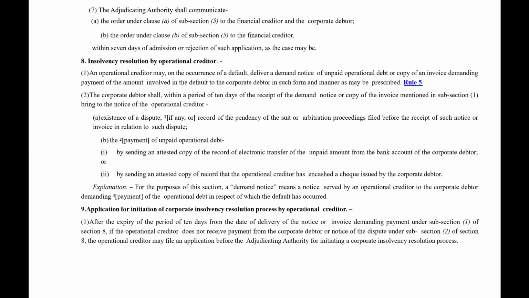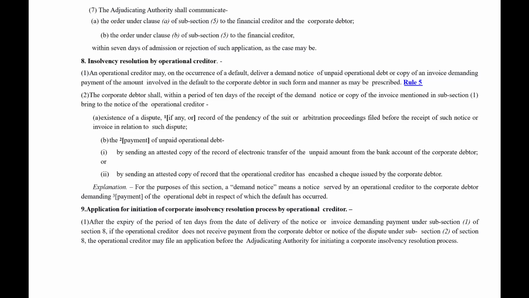Insolvency resolution by operational creditor. An operational creditor may, on the occurrence of a default, deliver a demand notice of unpaid operational debt. So first of all, they have to give a demand notice of an unpaid operational debt or a copy of an invoice demanding payment of the amount involved in the default to the corporate debtor in such form and manner as may be prescribed. So first of all, they have to deliver a demand notice. They cannot straight away file a petition under IBC.